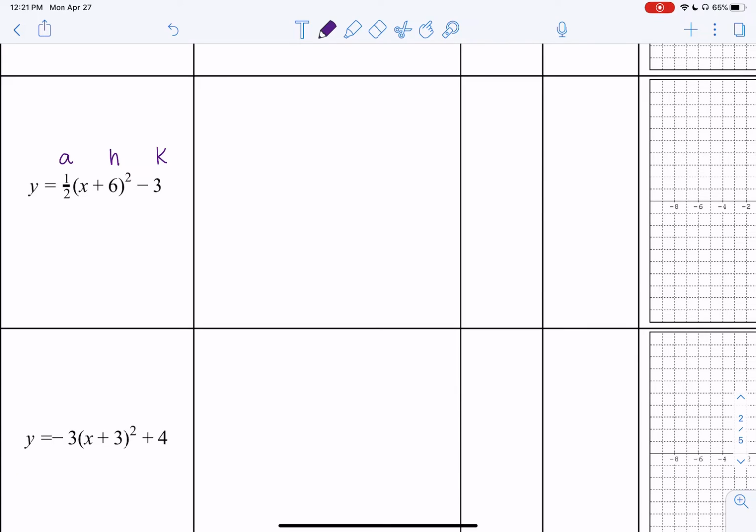Next, we see that just the number, so our absolute value is 1/2. So that is between 0 and 1. So we know that we have a compression by a factor of 1/2.